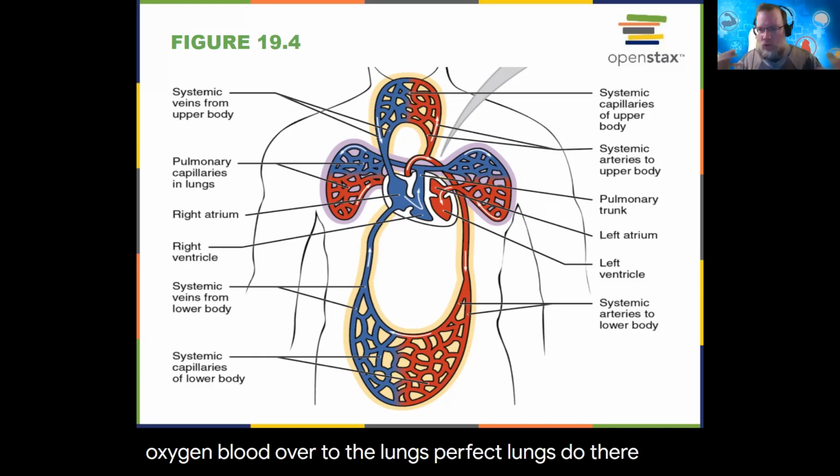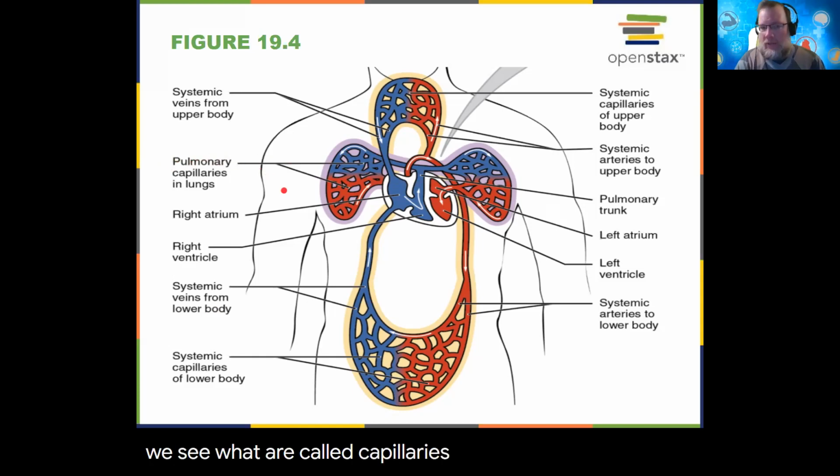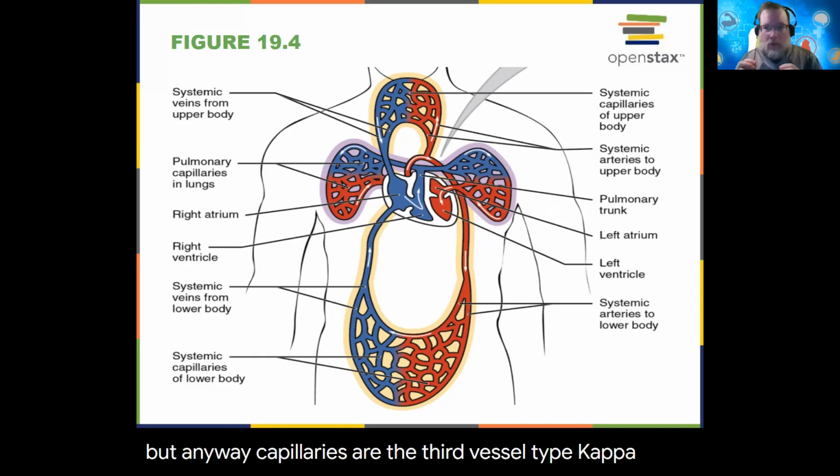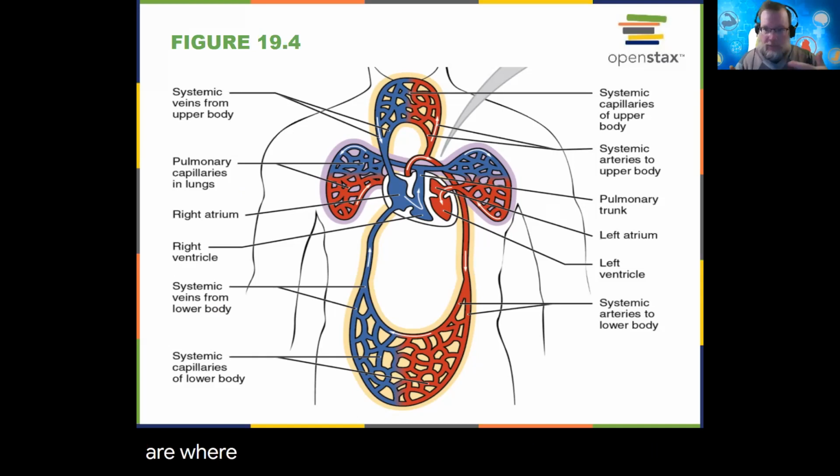Lungs do their duty. We see what are called capillaries. That's the third vessel type. Again, I don't mean to throw so much at you, but I guess I kind of do. Otherwise, I wouldn't. But anyway, capillaries are the third vessel type. Capillaries are where exchange takes place.